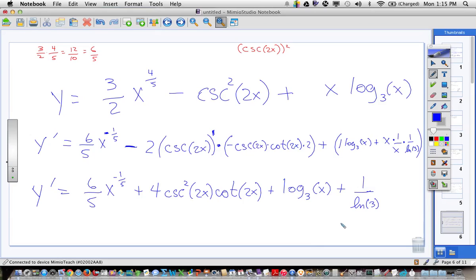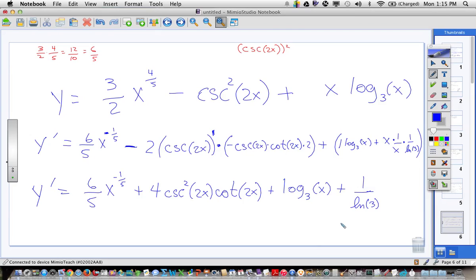Here, you've got to bring the 2 down in front. Leave the inside alone. This is the part that people forget. You've got to bring the 2 down in front. Leave the inside alone. Drop to 1. Now you do the derivative inside, which is cosecant. Derivative of cosecant is negative cosecant times cotangent. Times the derivative of that inside, which is a 2, and that 2's got to stay in there too.